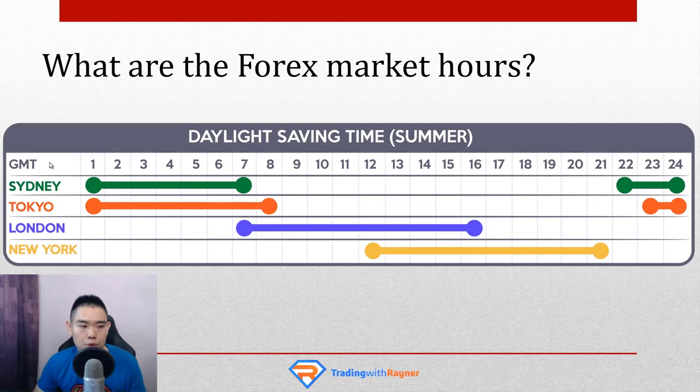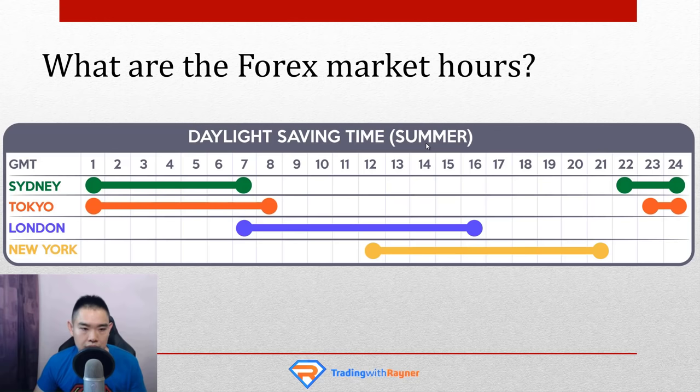Okay, so for example, let's say London market, for summer period, the London session starts at 7 a.m. GMT and ends at 4 p.m. GMT. So 1600 is in essence 4 p.m. if you convert it. Okay, for New York, the New York session starts at 12 p.m. GMT and ends at 9 p.m. GMT. So you can see how this table breaks down the different forex sessions and their open and closing hours. So this is for daylight savings time during the summer period.